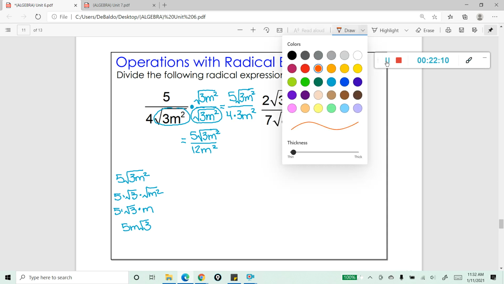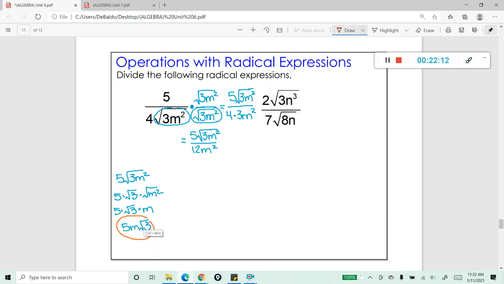All right, this is where I take that simplified answer and replace it. By replacing it, that's going to be 5m root 3 over 12m squared. Now, do you notice how the coefficients are simplified? 5 over 12. I'm not going to touch those. But do you also notice that I have an m in the numerator and an m squared in the denominator? I need to simplify those.